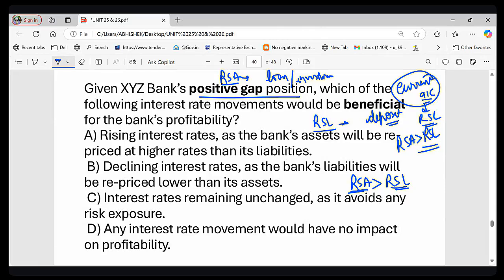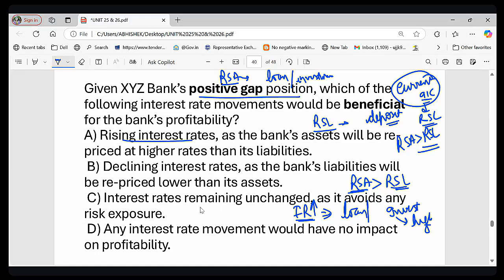Now let's come back to this question. In this case, positive gap means RSA is larger than RSL, right? And suppose interest rate goes up. What happened? The bank loan and investment get repriced at higher rate, generating more income. Bank loan, bank investment, right, get repriced at higher rate, right?